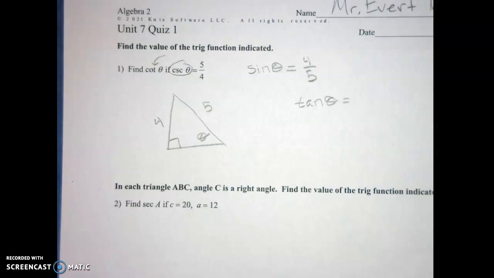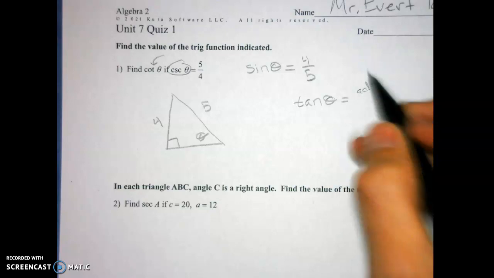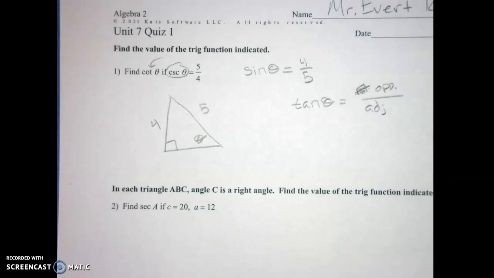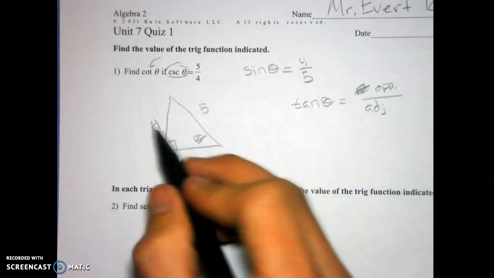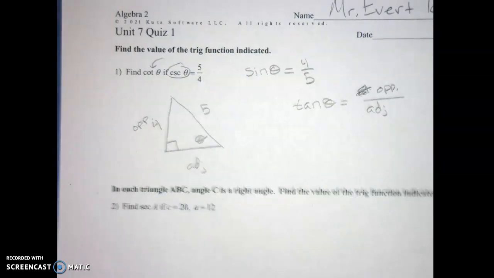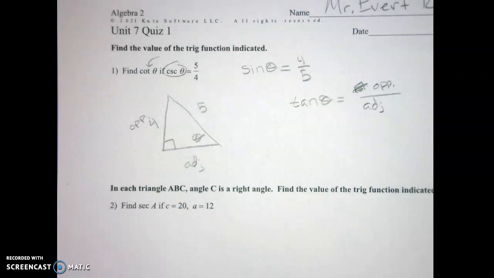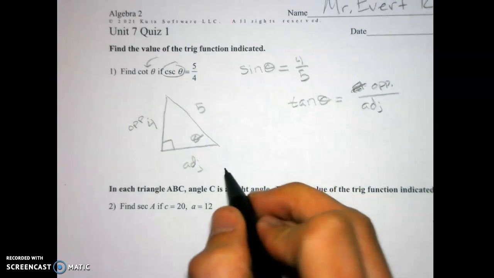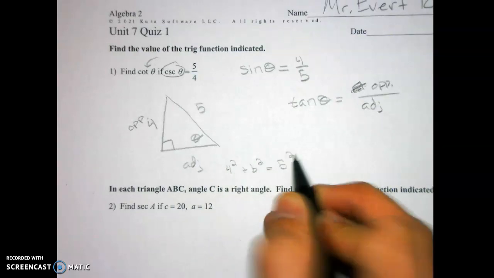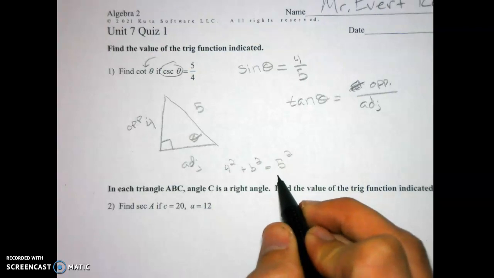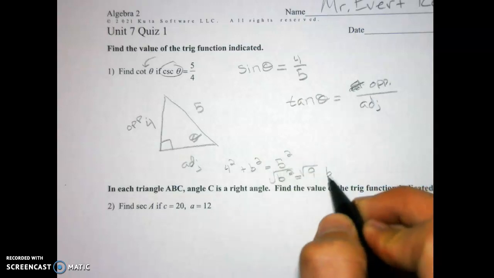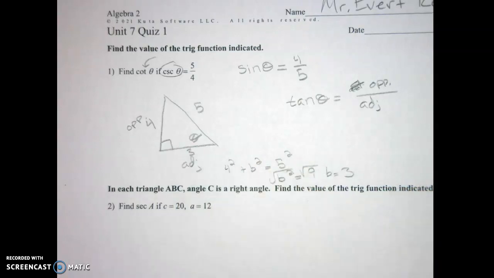Okay, so tangent, remember, is opposite over adjacent. Okay. So with theta, this is our opposite. This is our adjacent. Well, shoot, we're missing that adjacent side. So let's use the Pythagorean theorem to find it. So we're going to have 4 squared plus b squared is equal to 5 squared. So we get b squared is equal to 9. Square root, we get b is equal to 3. So now we know that side is 3.